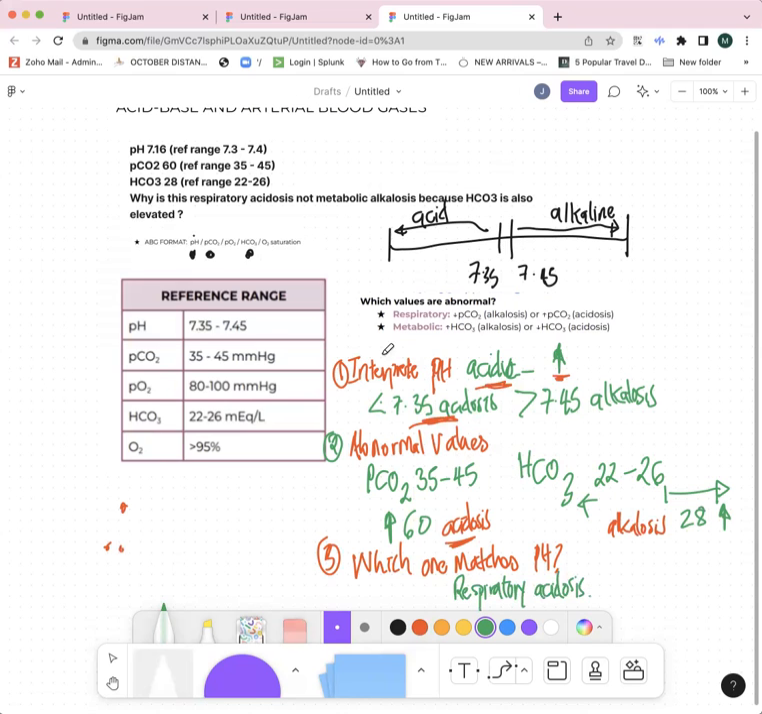Okay, so first you need to interpret the pH, which we found is acidic, which is acidosis. And then for the abnormal values, the PCO2 is abnormal, the bicarbonate is abnormal, but which one of the two matches the pH? In this case, we have acidosis and acidosis for step 2 and for step 1, meaning it's a respiratory acidosis, and vice versa when it comes to metabolic alkalosis.